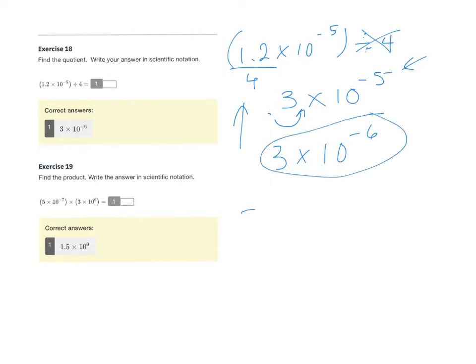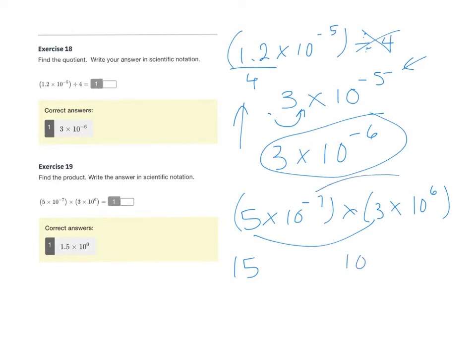On number 19, 5 times 10 to the negative seventh times 3 times 10 to the sixth. So we're going to go 5 times 3, which is 15. And then we've got 10 to the negative 7 times 10 to the sixth. That's going to be negative 7 plus 6, which is going to be times 10 to the negative first.